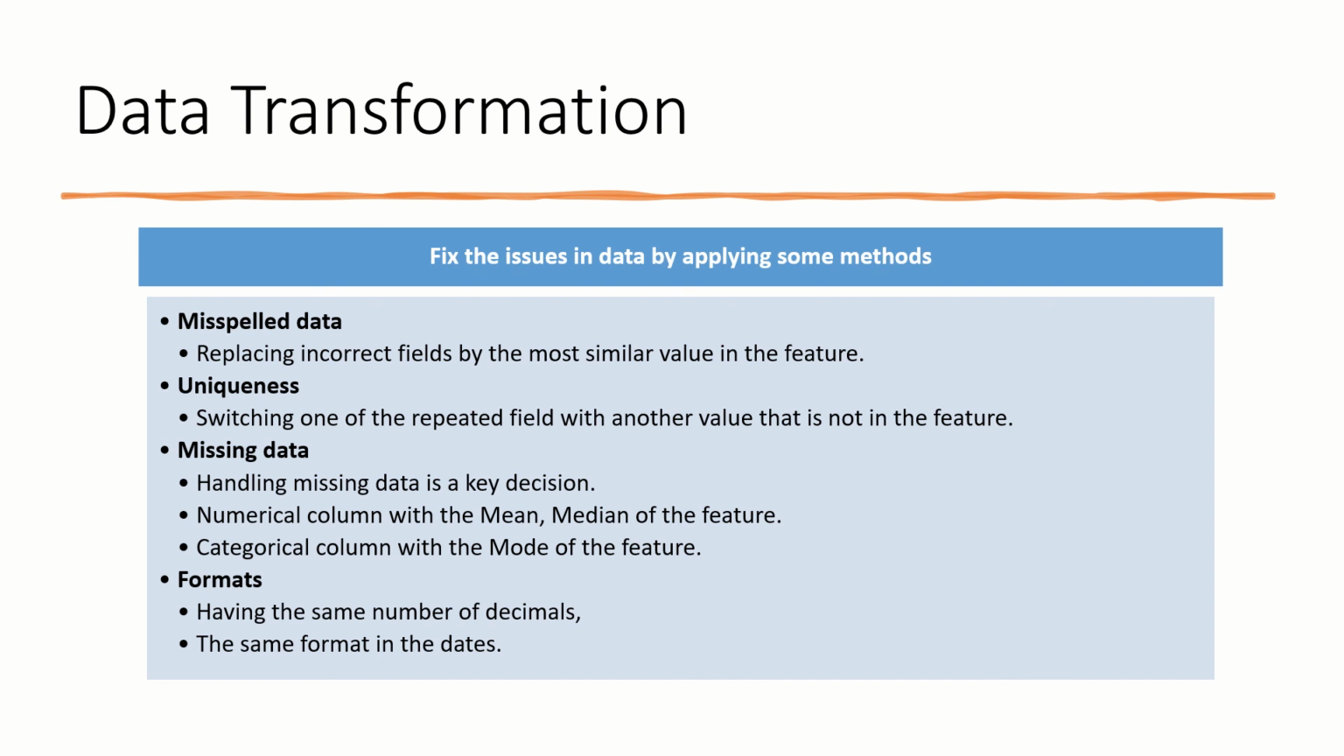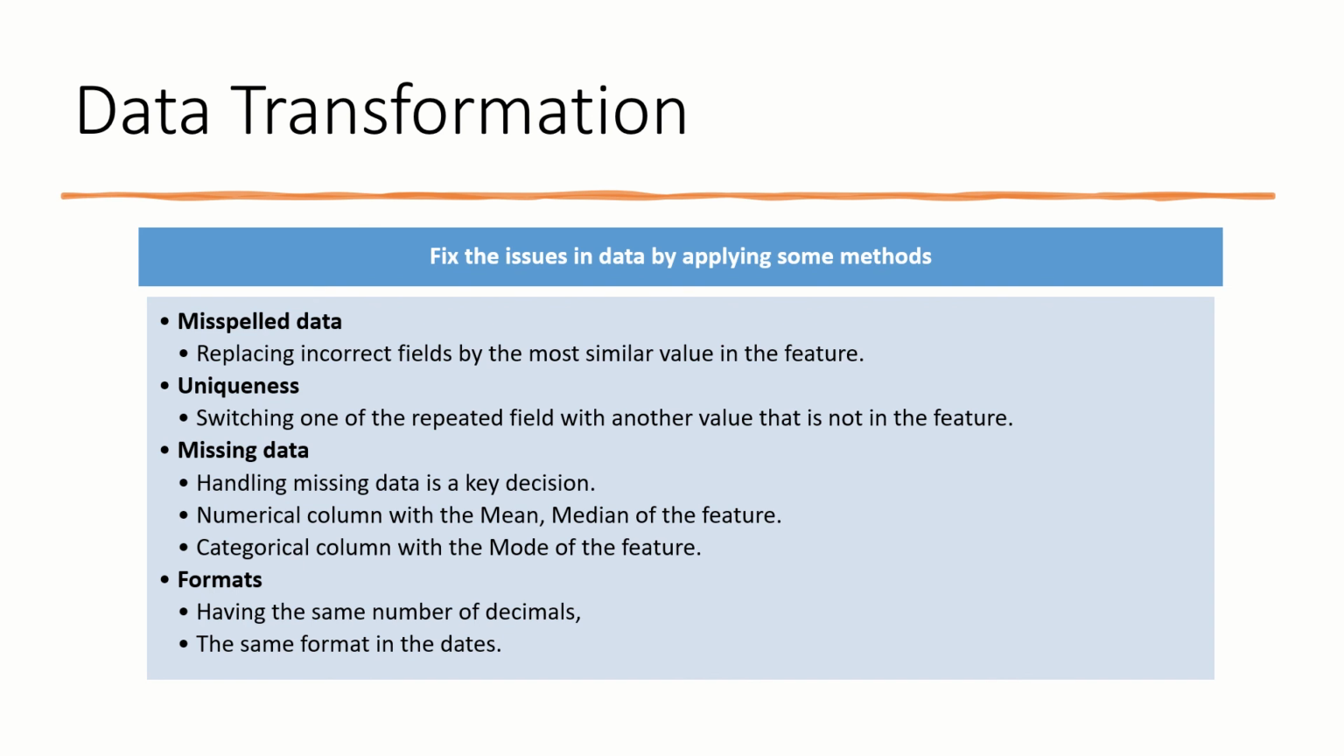Here we approach a numerical column by imputing it with the mean, median or mode, and if it is a categorical column, we mostly impute it with the mode for that specific feature.